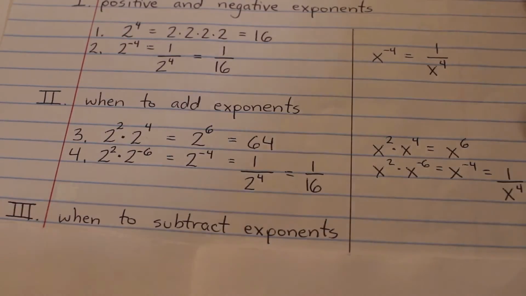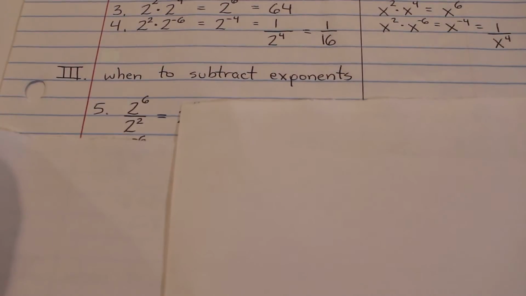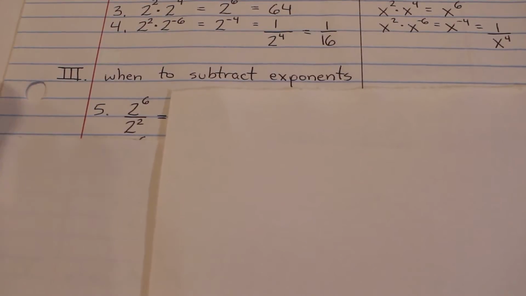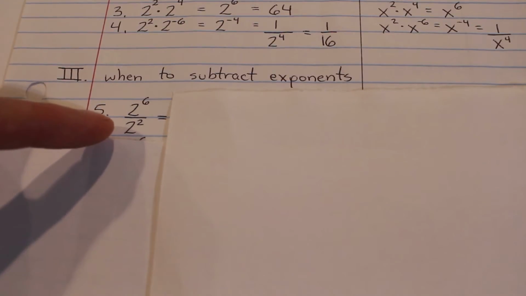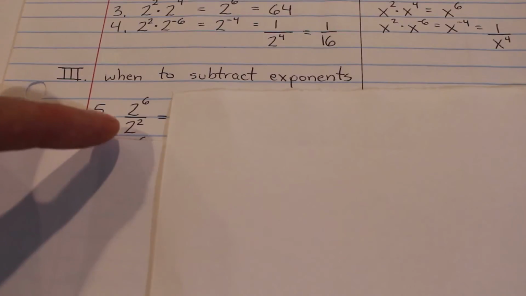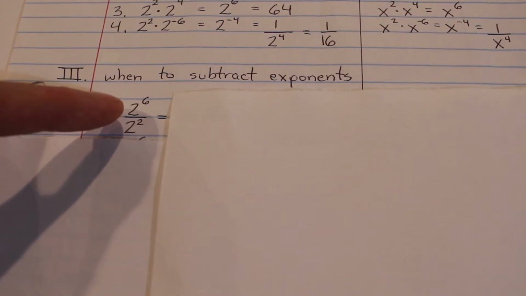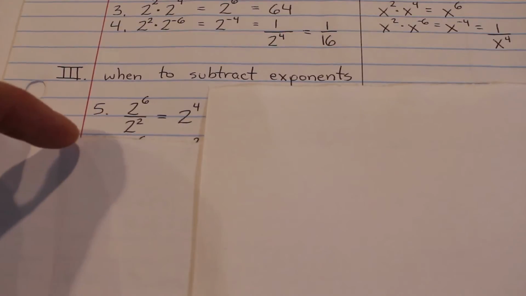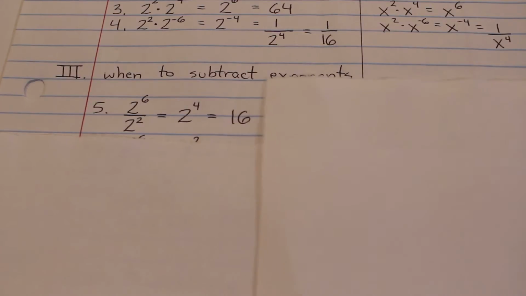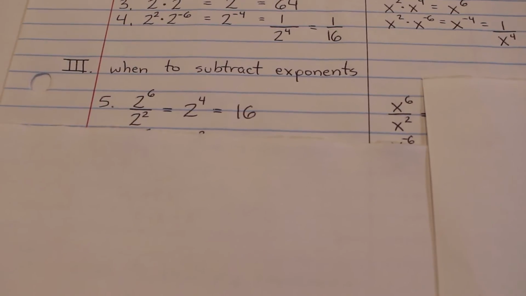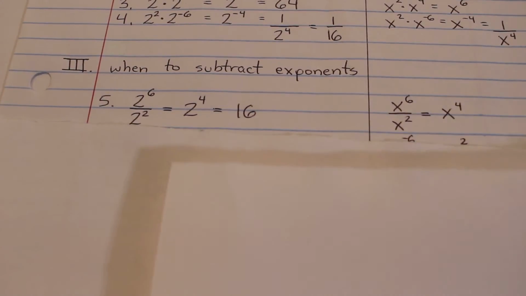Let's look at when to subtract exponents. We do that when the terms are being divided, so if you have 6 2's multiplying, and you divide it by 2 2's multiplying, 2 of those 2's cancel with 2 of these 2's, leaving 4. So I'll go over that more in class, but in a nutshell, you subtract exponents, 6 minus 2, and you get the 4. And then 2 to the 4th you work out. You get 16. In x form, same kind of thing. You just subtract the exponents, get x to the 4th, and that's it.